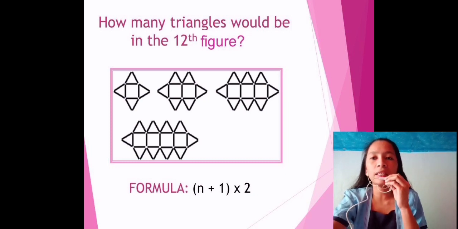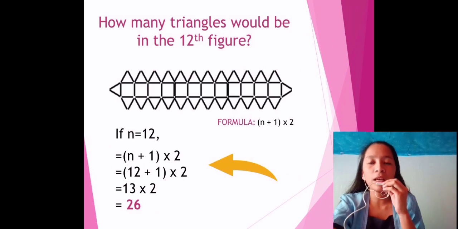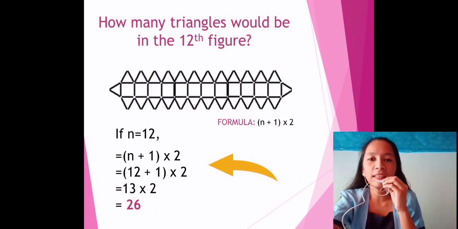Ang hinahanap natin is yung 12th figure niya. So, ang gagawin natin, substitute lang natin yung 12 dun sa n. Ang formula natin ay n plus 1 times 2. So, magiging 12 plus 1 times 2. 12 plus 1 is equals to 13. Times lang natin sa 2. And then, makakabuo tayo ng 26 triangles.